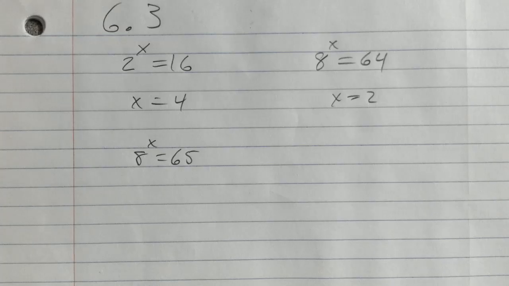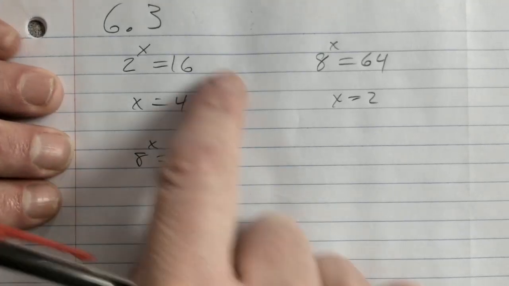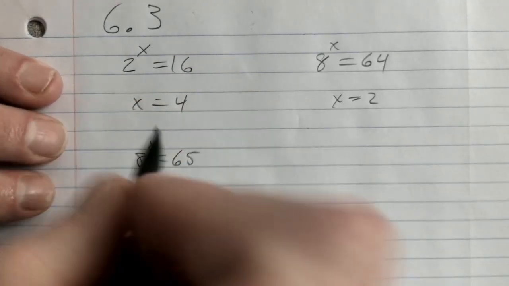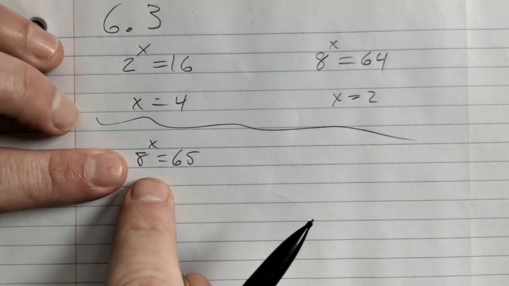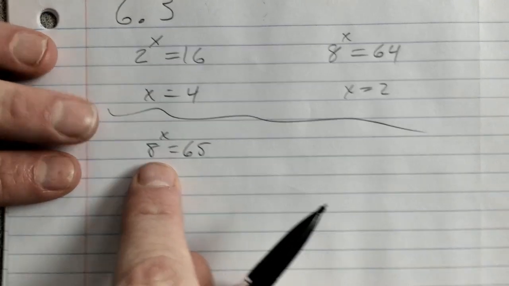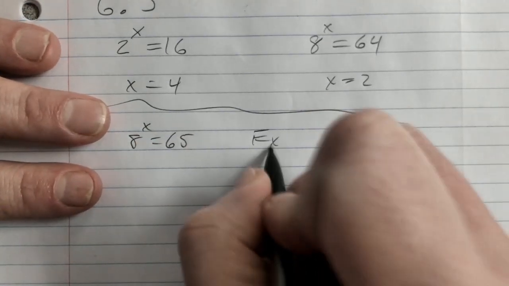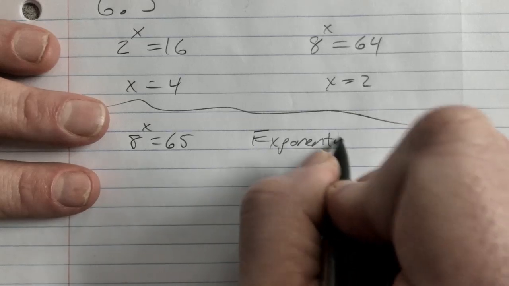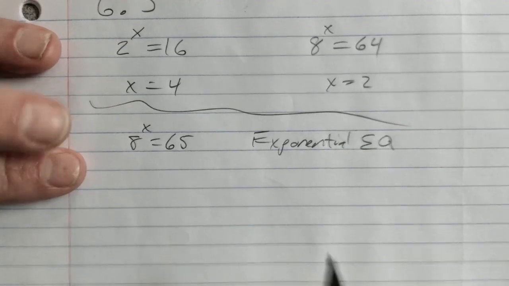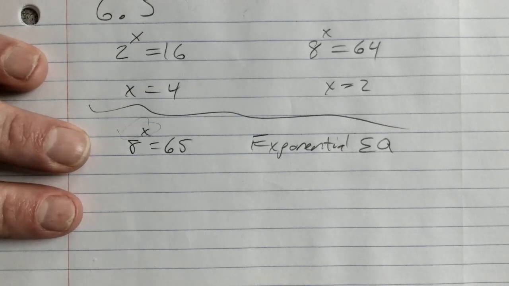Right. Put it in a calculator. Crickets, right? What would you put in a calculator here? Square root? Yeah, it's not a square root, right? Where do we see the variable in this? In the exponent. So what type of equation is that? Yeah, so this is an exponential equation because the variable's in the exponent.